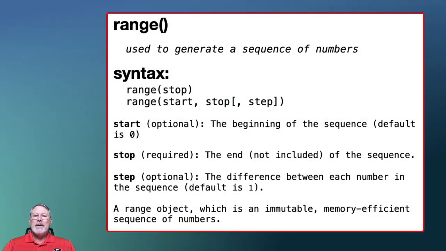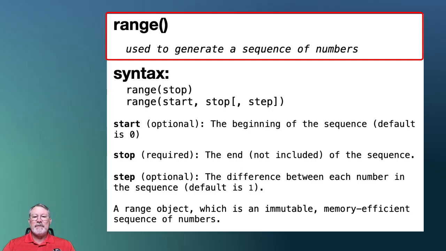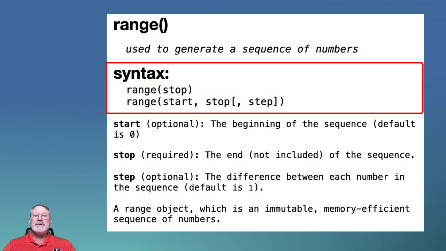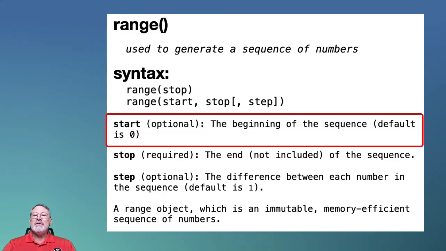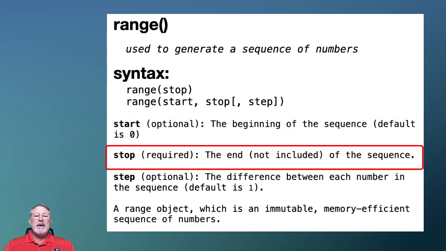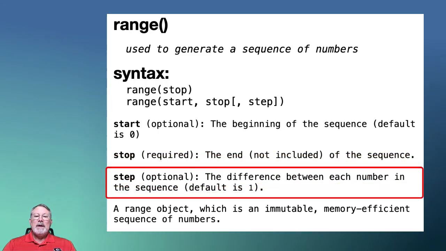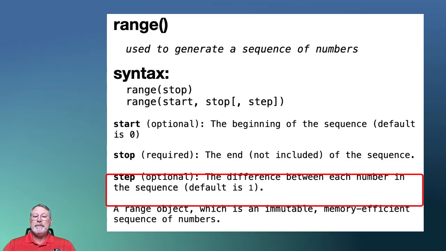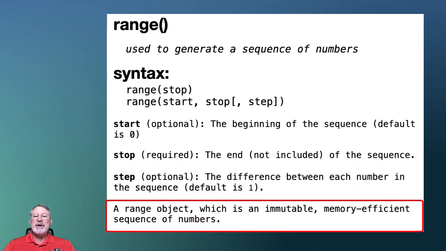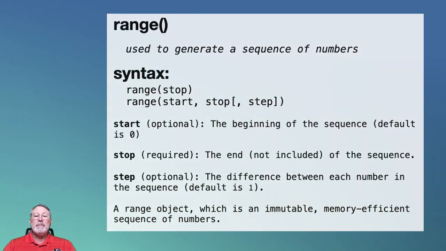What is range? It's a built-in function that generates a sequence of numbers. Here's the syntax: range with a start and stop argument and an optional step argument. The start argument is the starting number of the sequence, inclusive. Its default is 0. The stop argument provides the endpoint of the sequence, exclusive. And the step is the increment between the numbers. The default is 1. The function returns a range object, which is an immutable sequence of numbers.